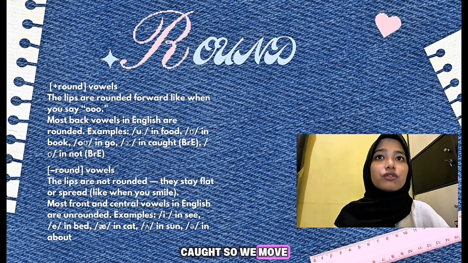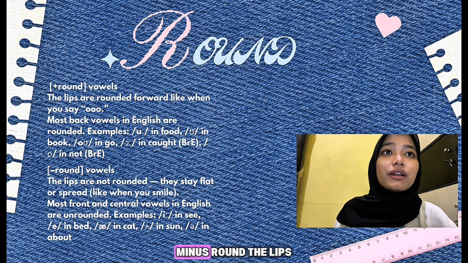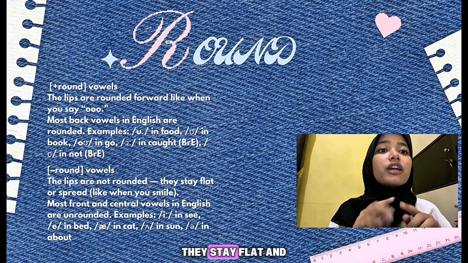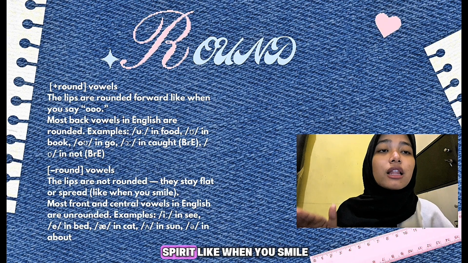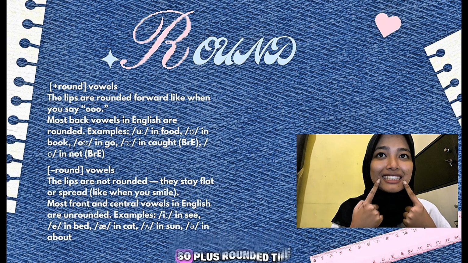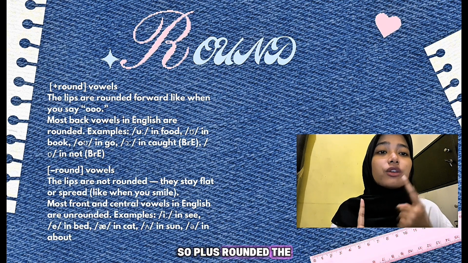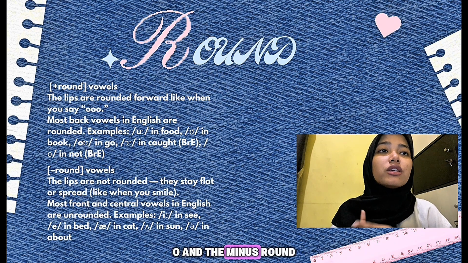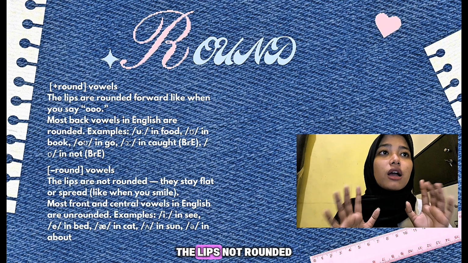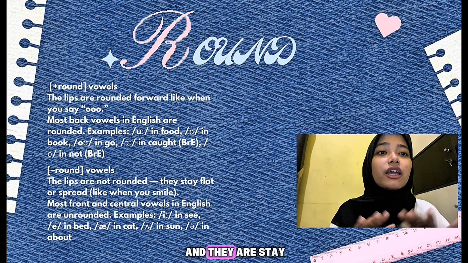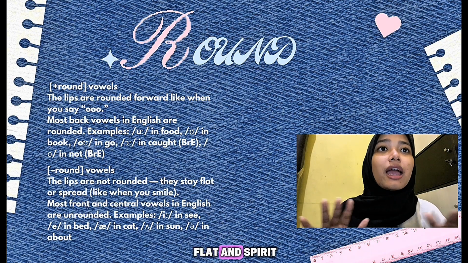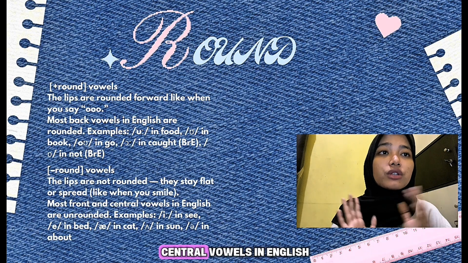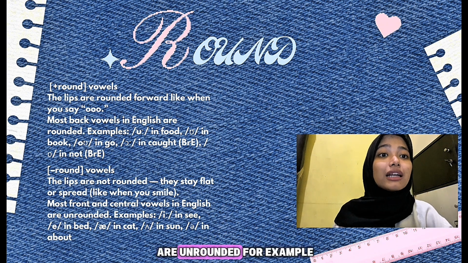So we move to minus round. Minus round, the lips are not rounded. They stay flat and spread like when you smile. So plus round, the lips oo, o, and minus round, the lips are not rounded and they stay flat and spread. So most front and central vowels in English are unrounded.